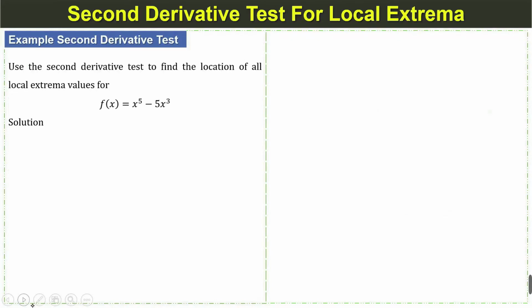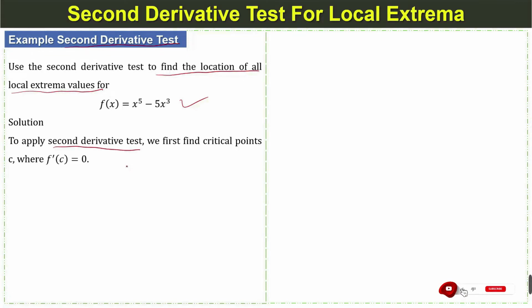So we have an example of the second derivative test. Use the second derivative test to find the location of all extreme values for the given function. We will find the local maximum and the local minimum value of the function using the second derivative test. Okay, solution.